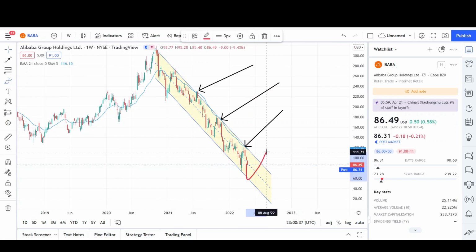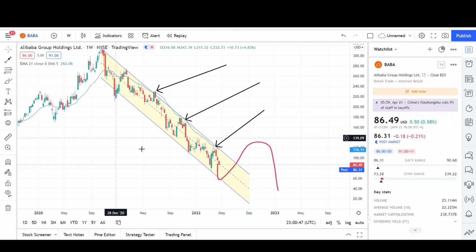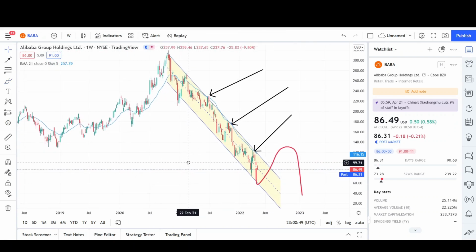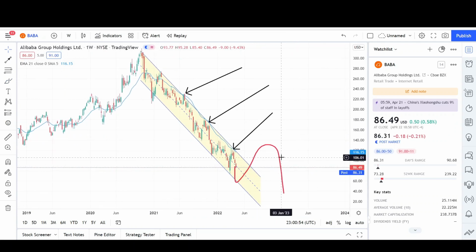Even if we do get a break outside of it, we can get a retest of the lows. So just a long time before we start seeing some bullish action, especially for the Chinese stocks. Maybe American stocks aren't that bearish where they can reverse sooner than Chinese stocks, but Chinese stocks are definitely looking like it could be a brutal bear market. So that's all I have for Alibaba.